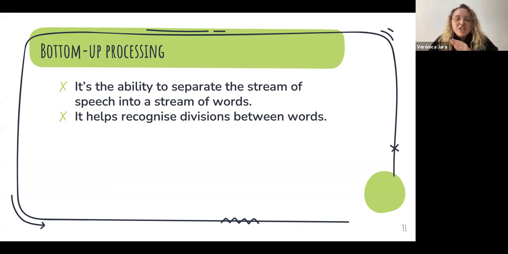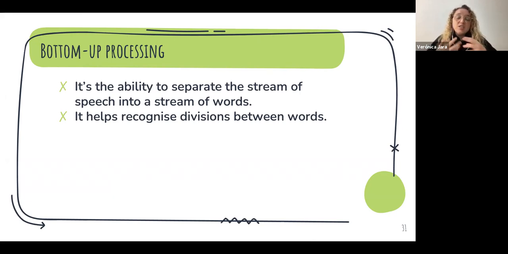More often than not, students say things like, I know he or she speaks as if he had a potato in his mouth, or sometimes they hear a never-ending stream of sounds, but they can't identify the boundaries of the words. That's when we realize that they have problems with this bottom-up processing.